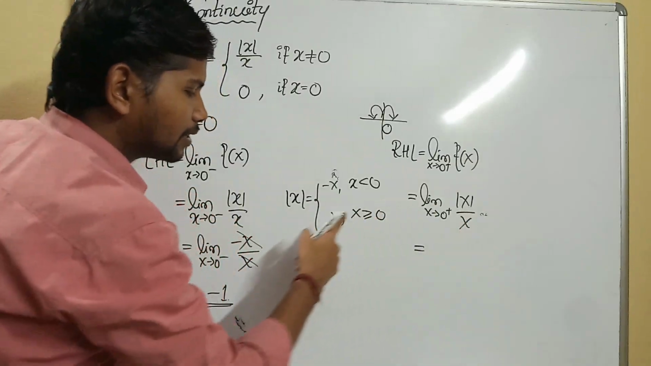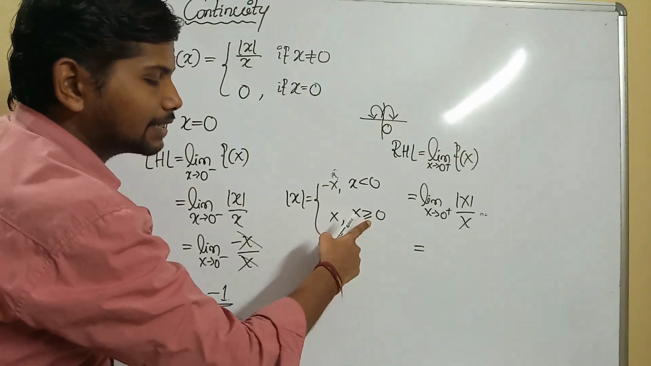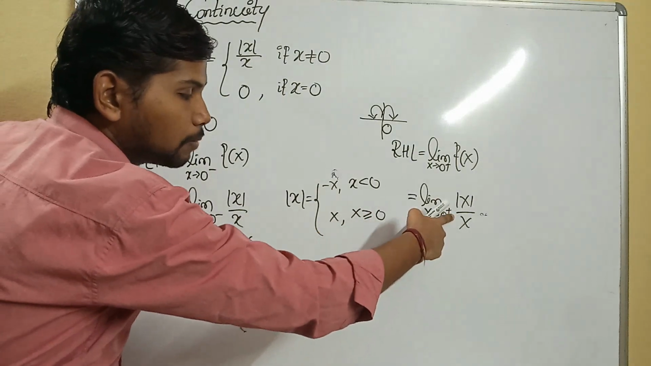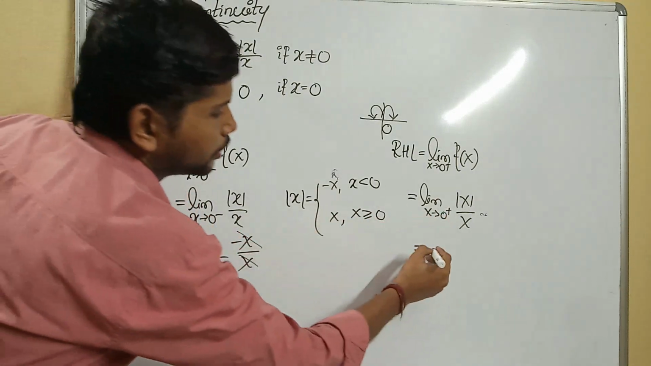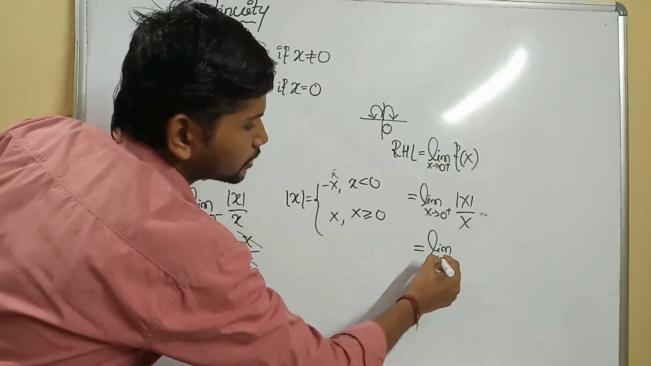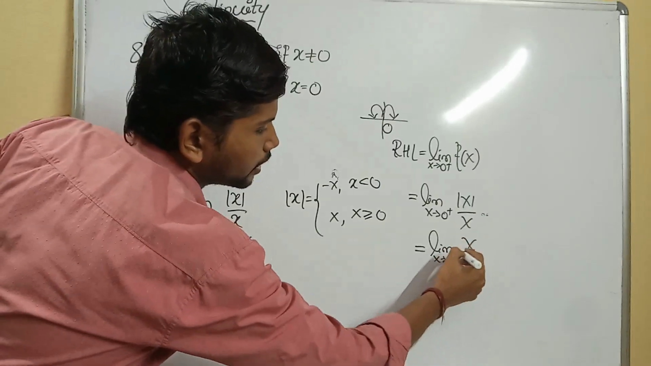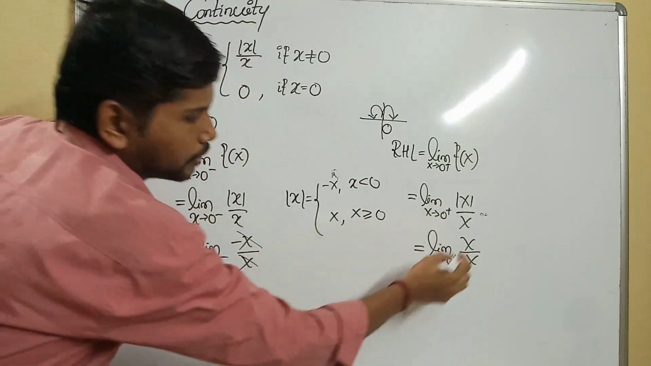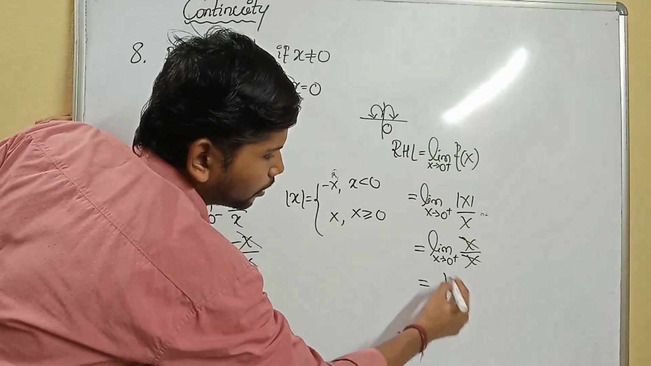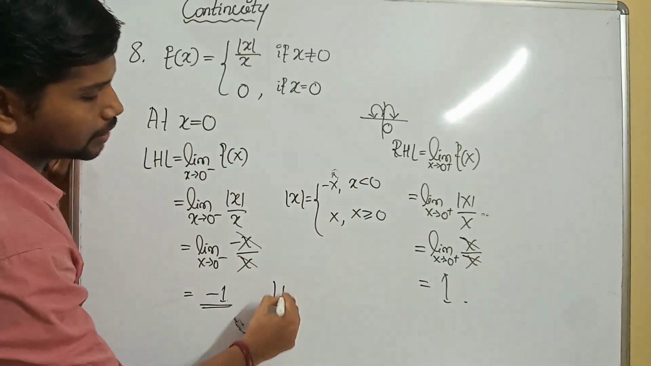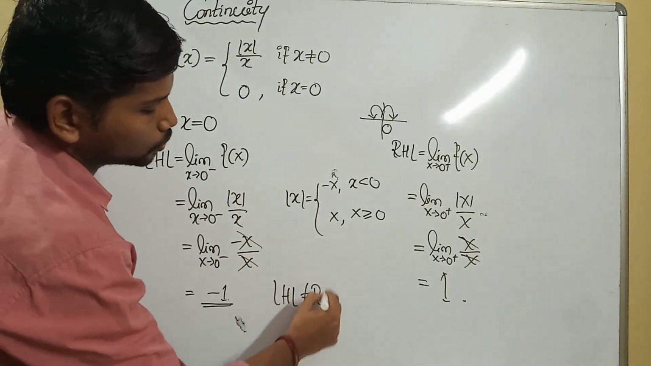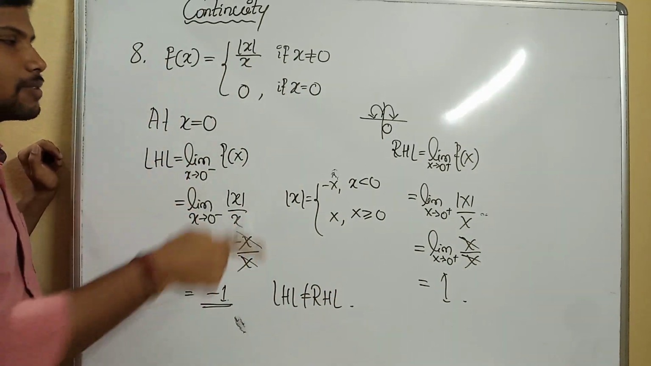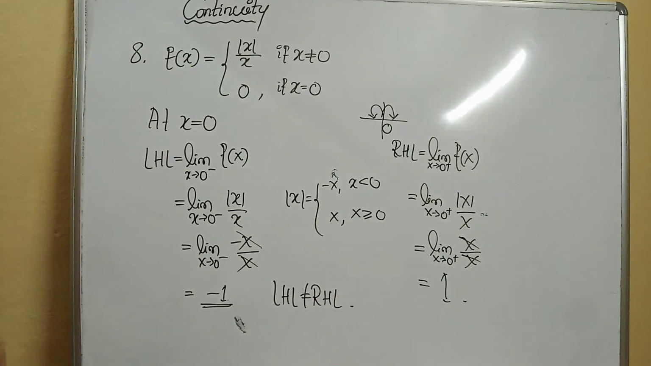This modulus of x is nothing but x for x greater than or equal to 0. X greater than or equal to 0 means 0 plus, so positive I need to take. Limit as x tends to 0 plus it will be x by x. Why is it positive? 0 plus is greater than 0, that's why positive x. X will be cancelled. What value did I get? 1. Here LHL is not equal to RHL. Therefore, the given function is not continuous at x equal to 0. Understood clearly?